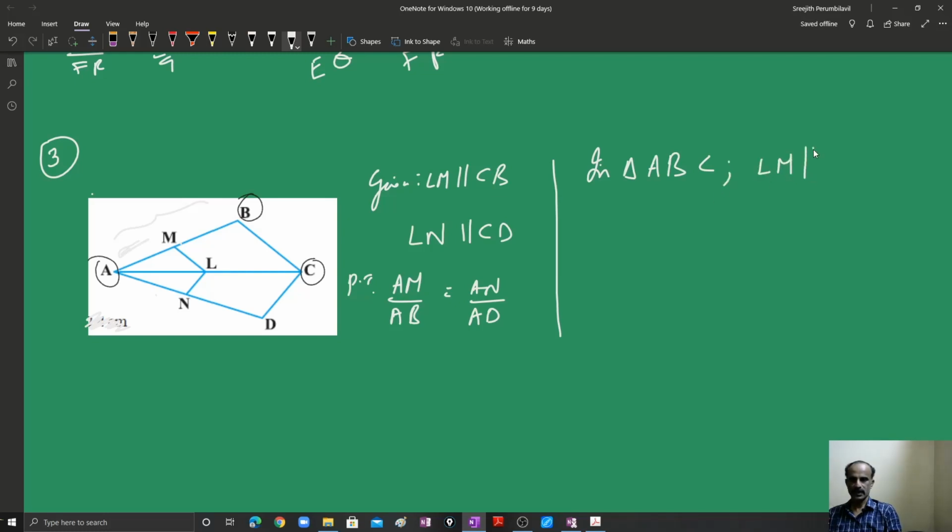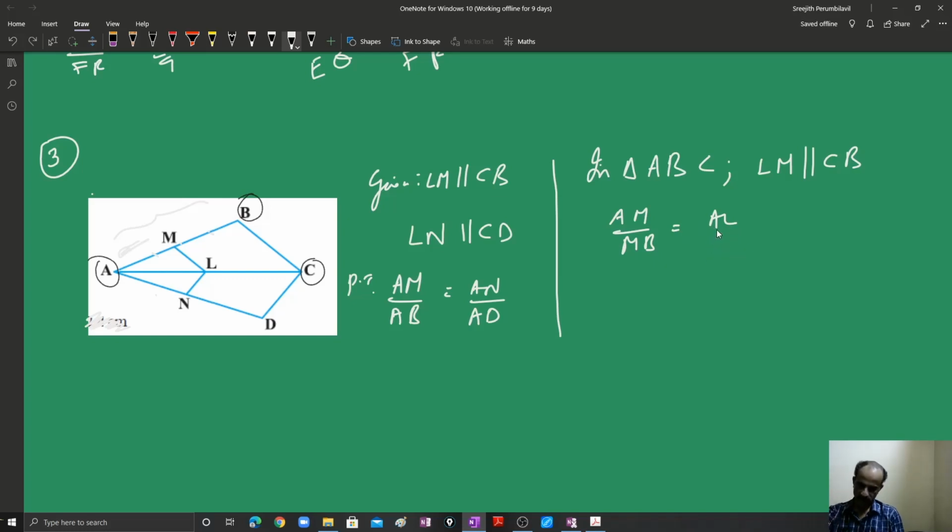LM is parallel to CB. Use BPT, what happens? Usually AM by MB, smaller by larger. Any order, AB divided by this. Oh, we will change the order. Actually, what is our immediate BPT? AM by MB is equal to AL by LC, right?